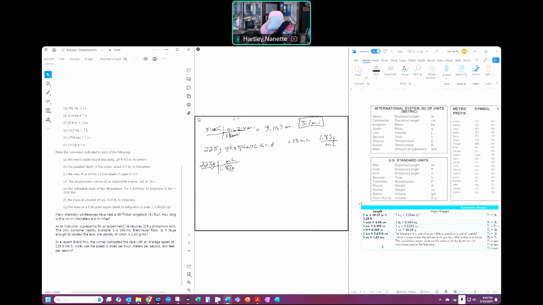225 divided by 1.83, and that gives me 123, rounding to 3 sig figs, milliliters, or 1.23 times 10 to the 2 milliliters. And so since this is smaller than 150 milliliters, yes, that will work. That container will be sufficient to hold the amount of phosphoric acid that you need. Oh, awesome. See, look at that. I didn't even know what the heck I was supposed to do, but I could take the numbers that they gave me and do something with it.